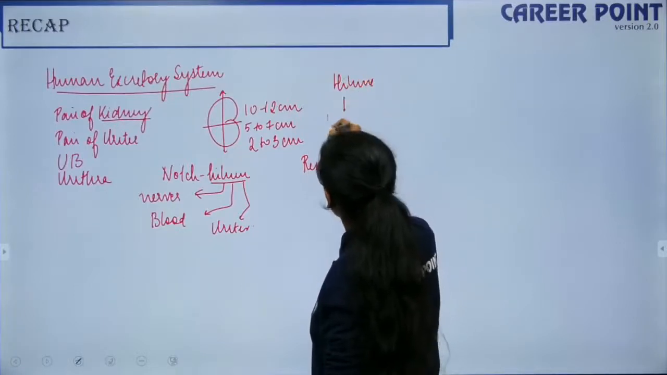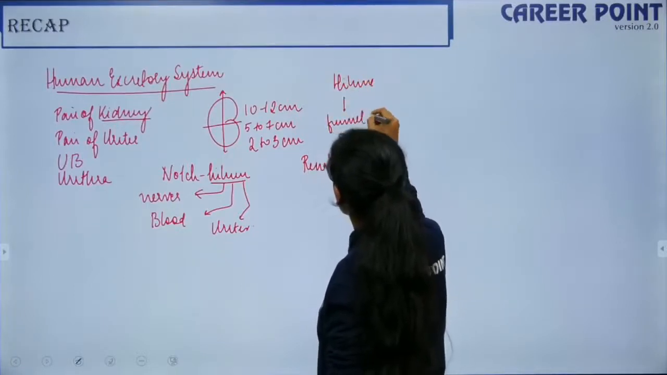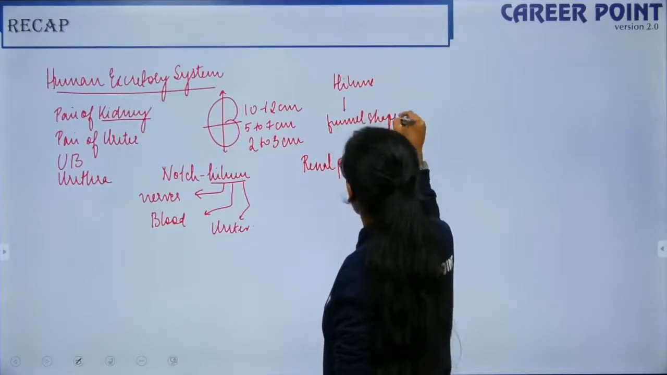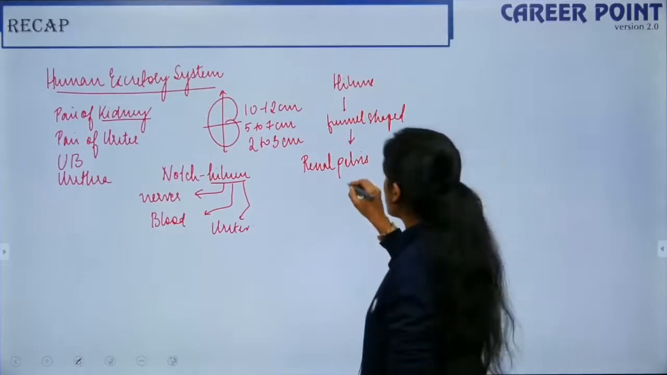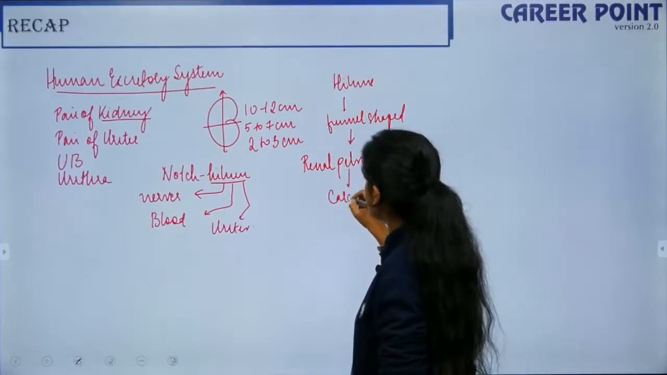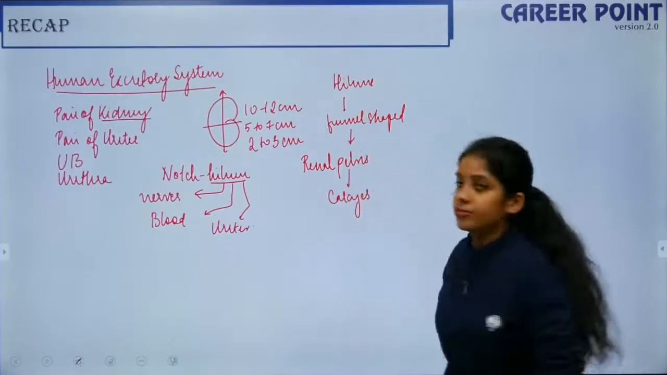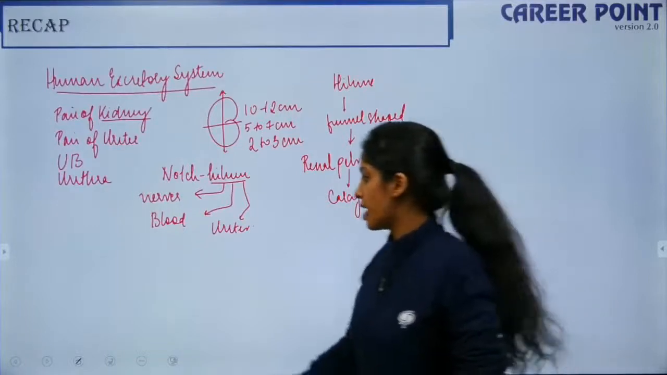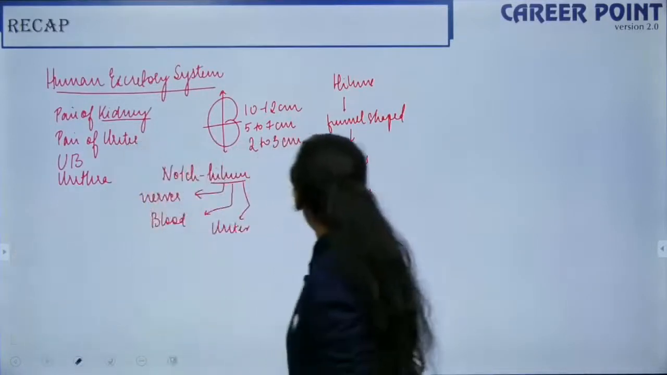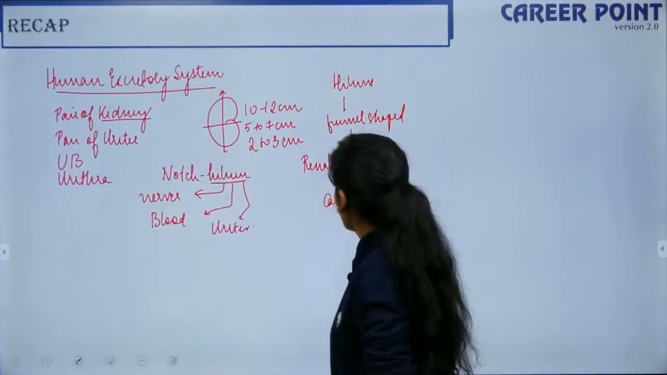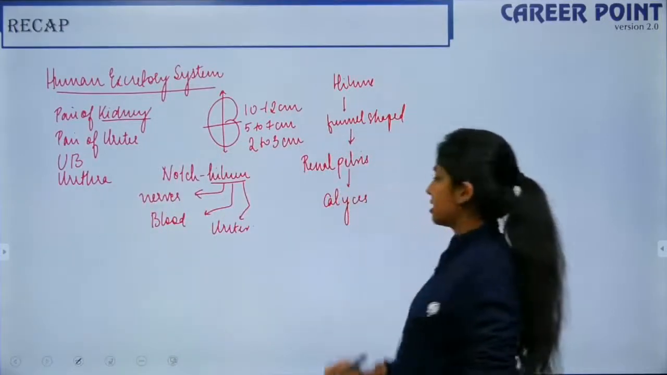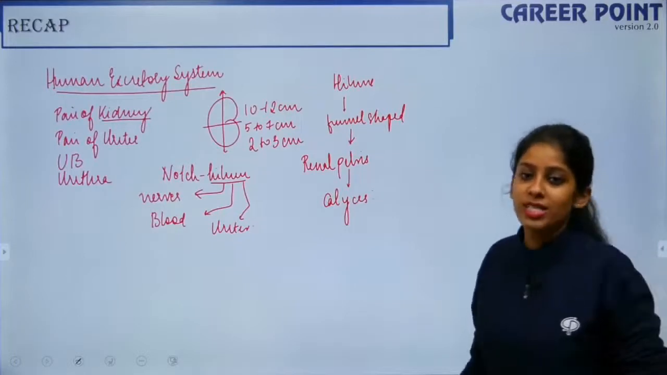You have funnel shaped structures which is known as renal pelvis. It has projections, which is known as calyces, right? Till this, I hope you are able to recollect. This is how you should recollect. The projections on your renal pelvis is calyces.